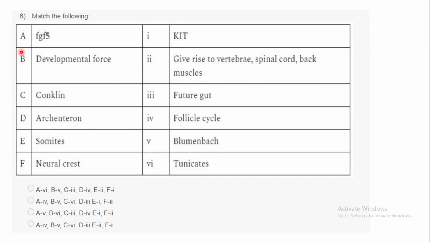Now, which of these do you think is the correct matched option? A to 6, FGF5 to tunicates, developmental force to Blumenbach, Conklin to future gut, Archenteron to follicle cycle, somites to give rise to vertebrae, spinal cord, back muscles, and neural crest to kit. And similarly, there are other 4 options. Which of these do you think is the correct representation of the match the following column?